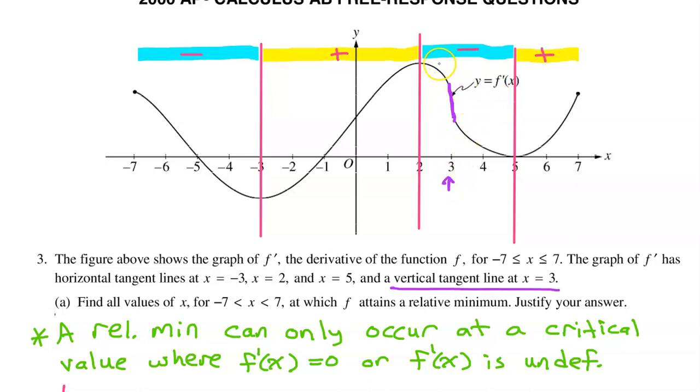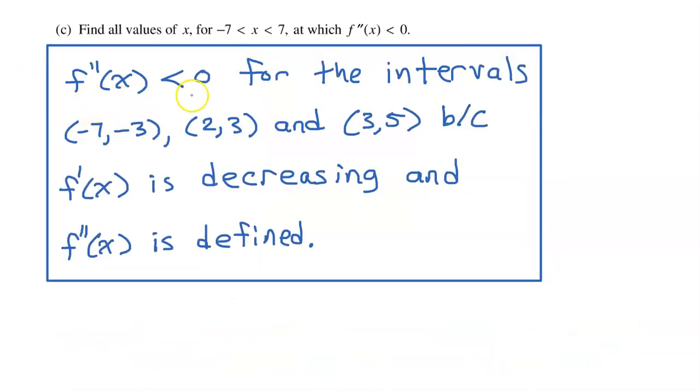So when we report our intervals, we will have to split this one up and say from 2 to 3 and from 3 to 5. So f double prime is negative for the intervals -7 to -3, 2 to 3, and 3 to 5 because f prime is decreasing and f double prime is defined. Notice I had to add in this last little statement to explain why we are leaving out the value of x equals 3.